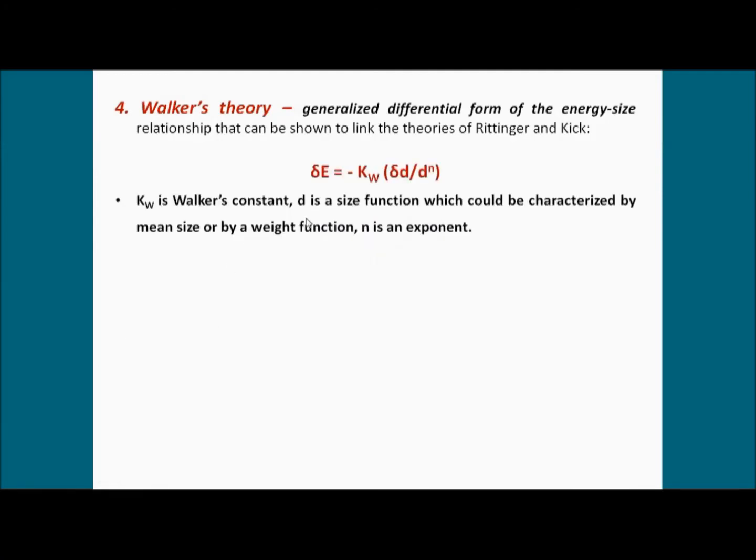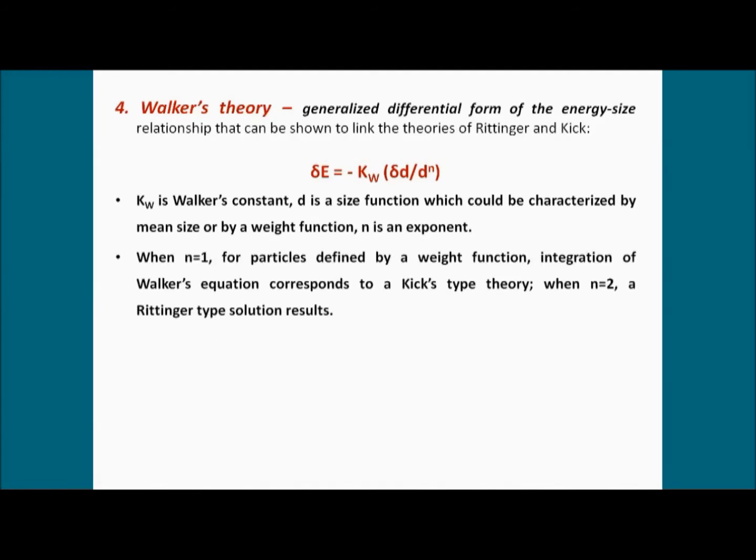As per Walker's theory, delta E is equal to minus kW delta D divided by D to the power n, where n is the exponent. Here kW is a Walker constant, D is a size function which can be characterized by mean size, or you can say by mean weight function, and n is the exponent, right? Now suppose the value of n is equal to 1, for particles defined by weight function. If we integrate this equation, it will give you the Kick's type theory, similar to Kick's theory, right?